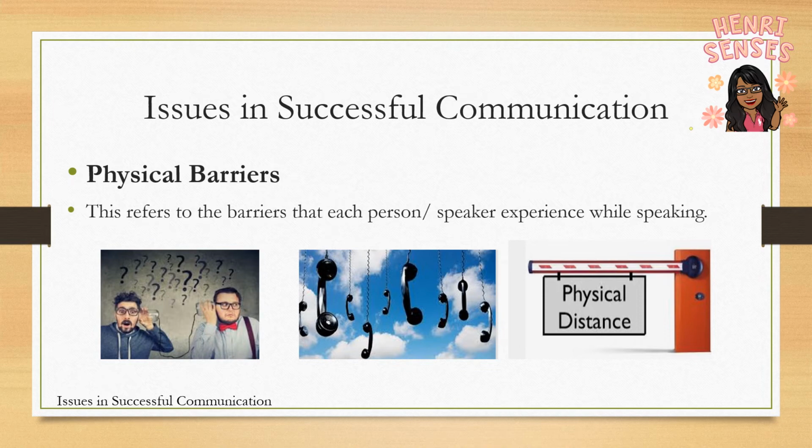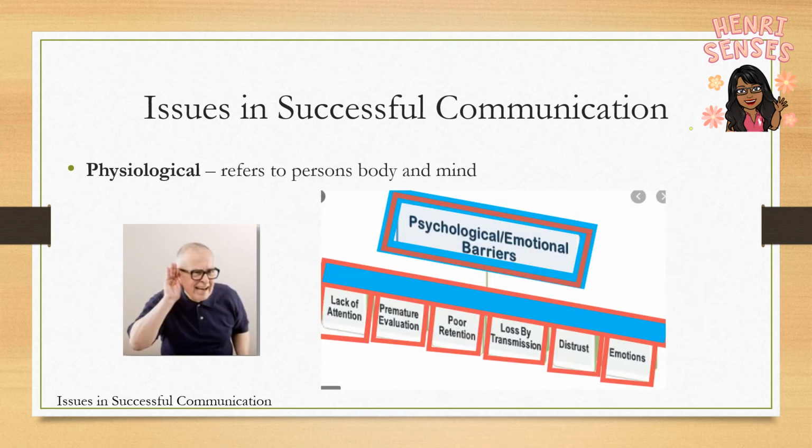Okay, so let's move on to another issue that can possibly hamper successful communication. The next issue is physiological barrier. What do we mean by physiological barrier? It is a type of barrier related to the limitations of the human body and the human mind. For example, if we have poor memory, poor attention, and poor perception, these are considered physiological barriers.